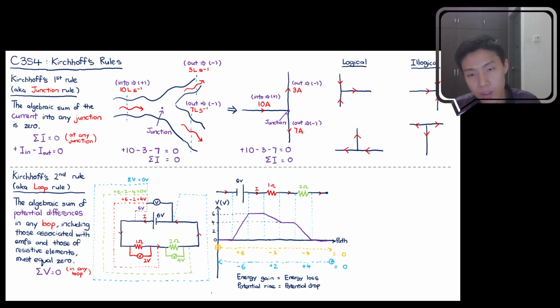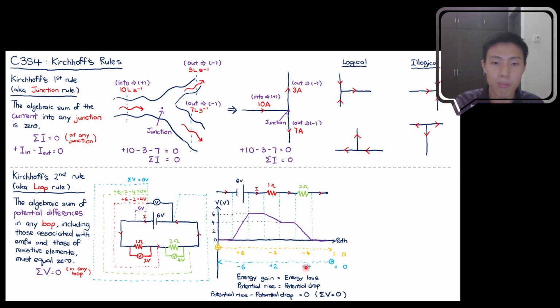Okay, so if you take your potential rise minus your potential drop, you should end up with 0. And this is what sum of V is equal to 0 is all about.